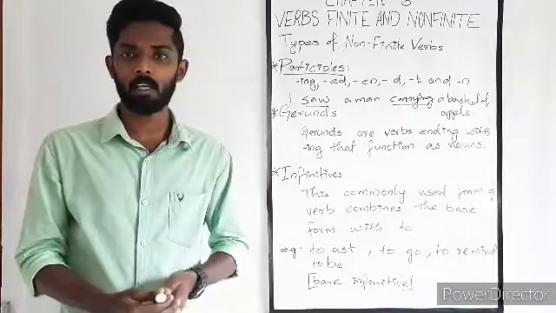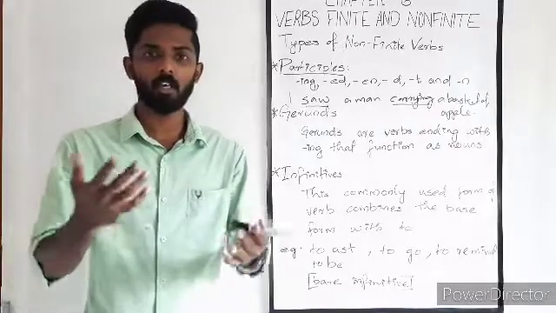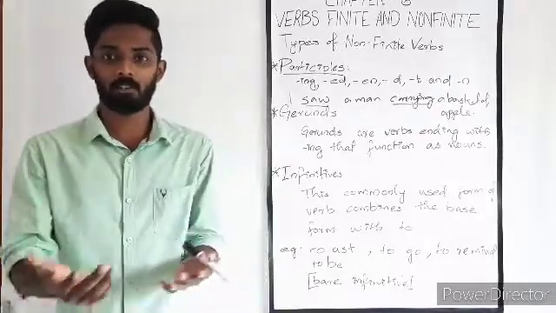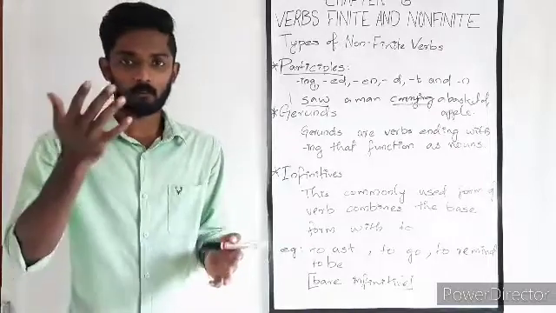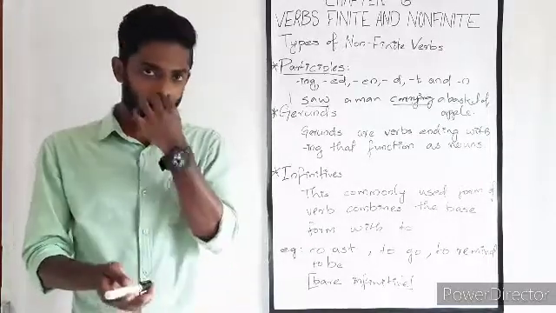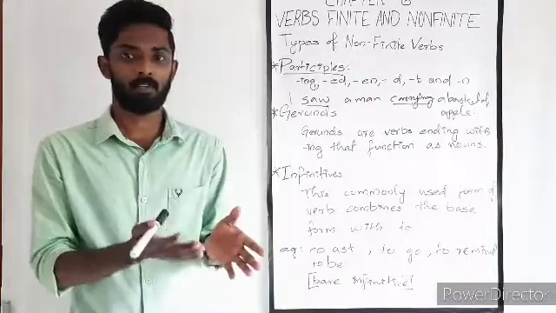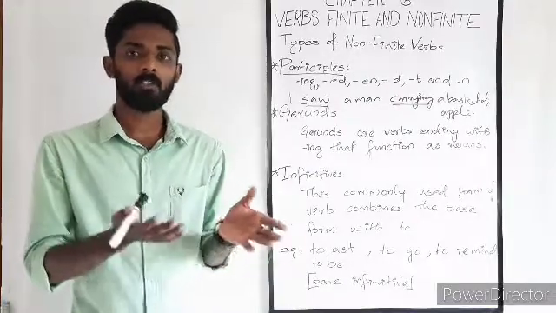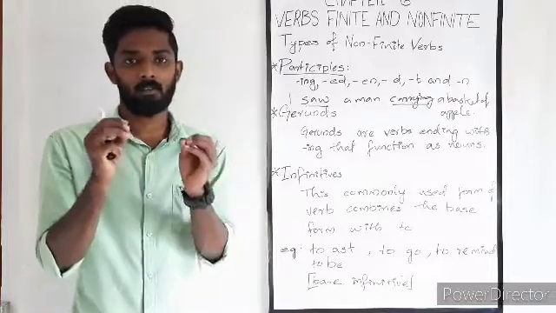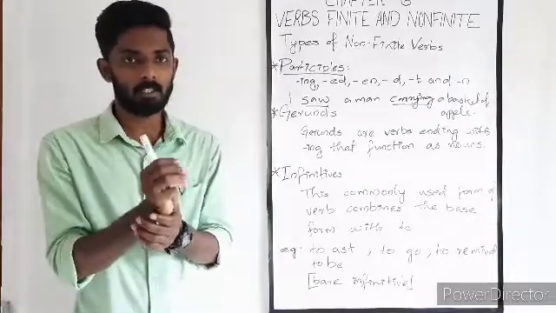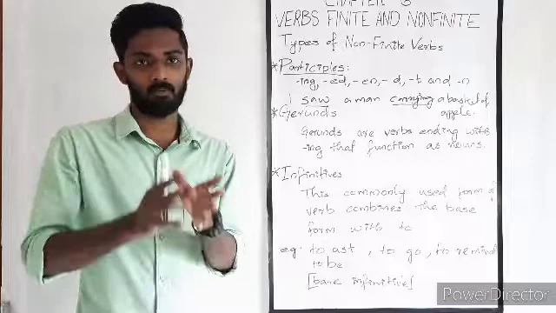The principal clause will be he stormed out of the room, in the sense that he just went out of the room, and blinded by rage is the participle form of it. So that is the second participle, the past participle form of it.